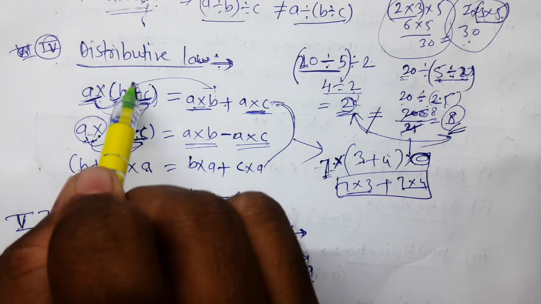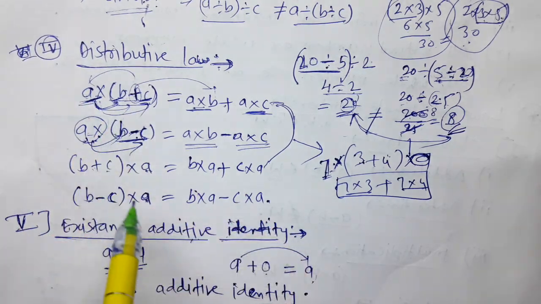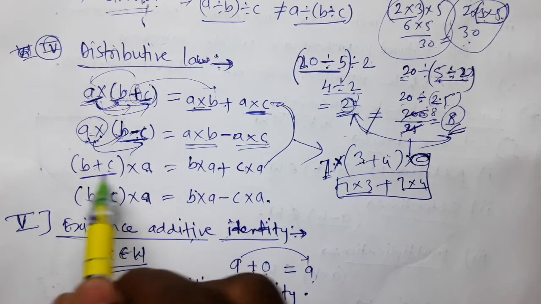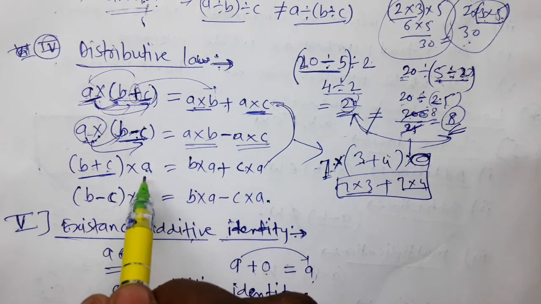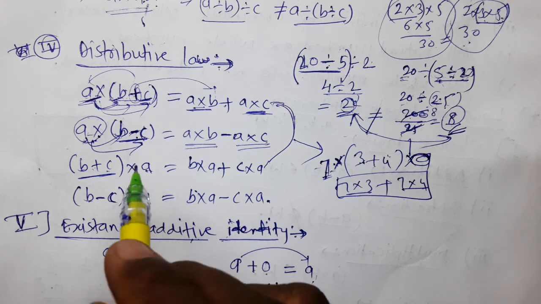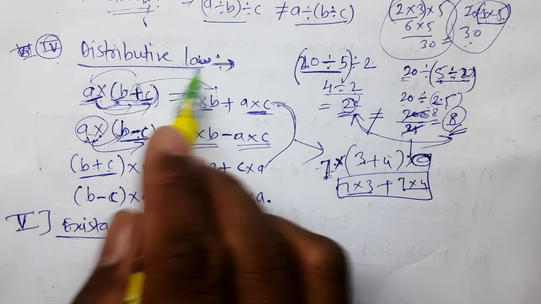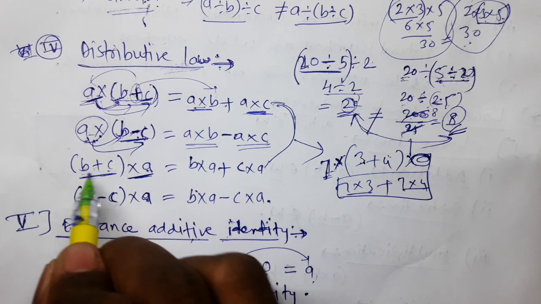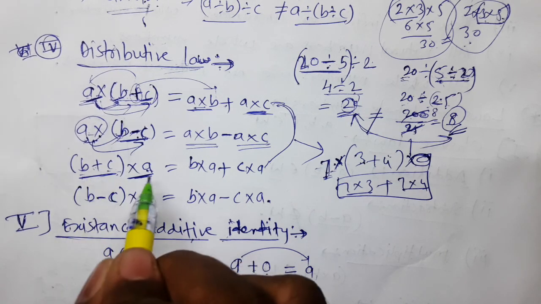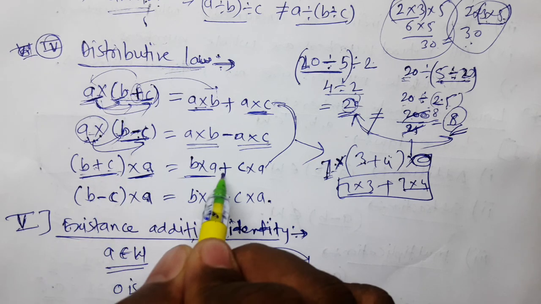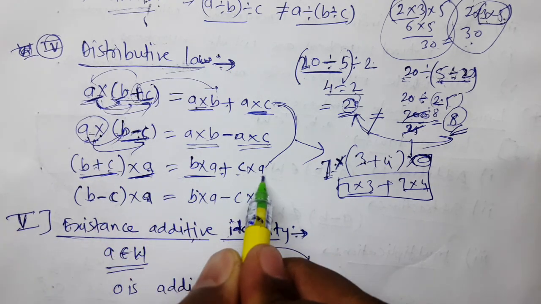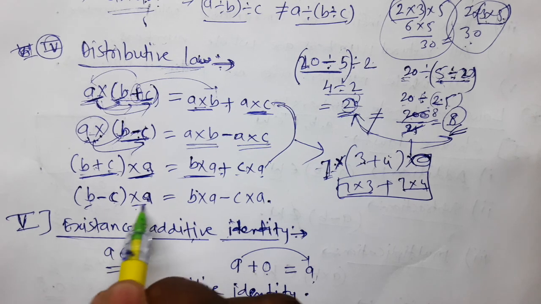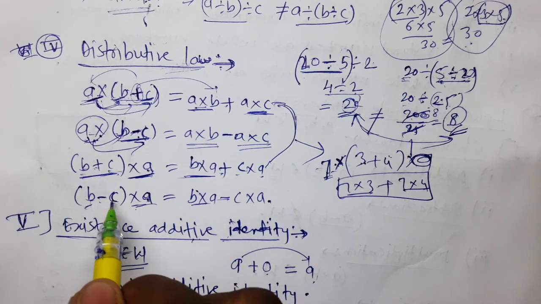Now if we interchange the places of these two, the bracket is first and then we put A, then also the distribution is the same. We have to multiply A to both B and C. So B into A plus C into A. Now B minus C into A, then B into A minus C into A.